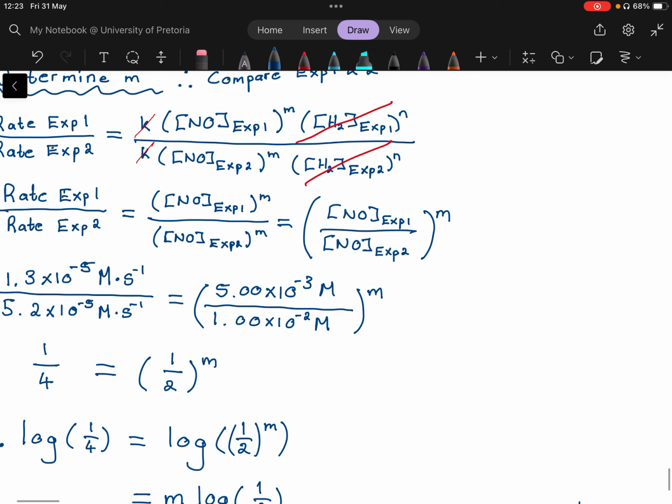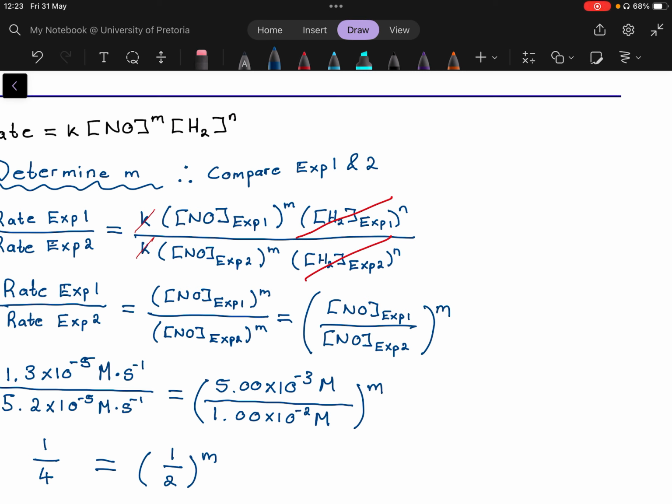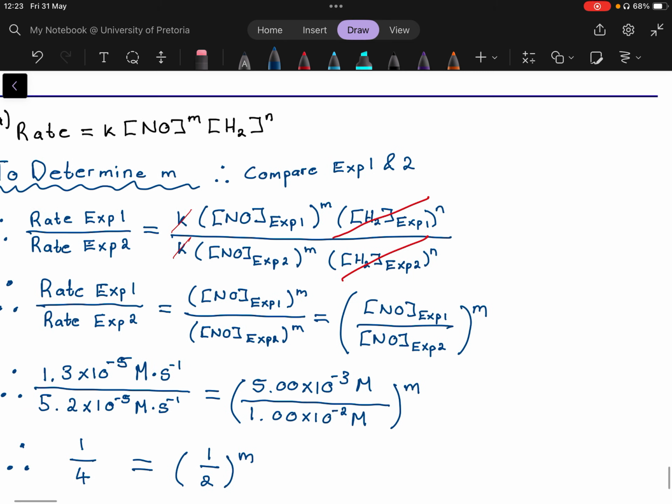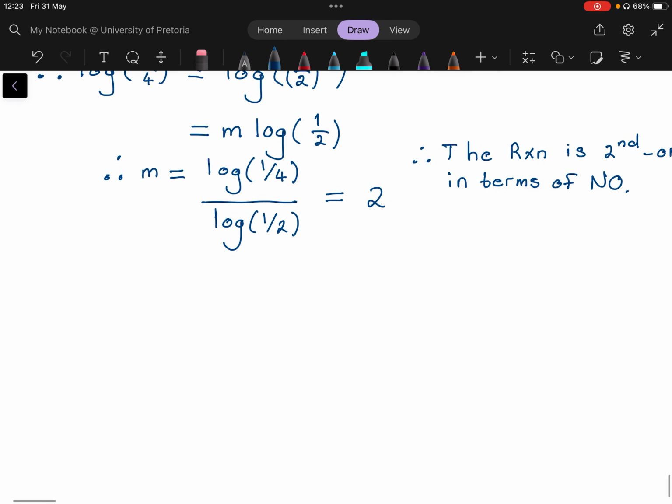So we have M now. The next thing we need to do is we need N. And hence we need to find something where the concentration of NO remains constant, but the concentration of H2 varies. So let me do that in another color. Which color? Maybe purple. Yeah. Okay then.